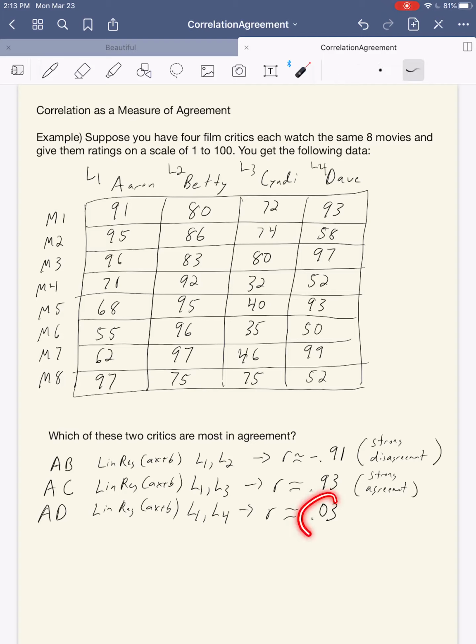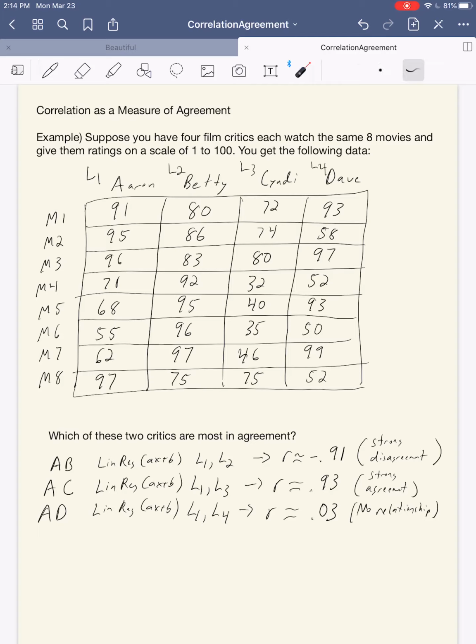So what does 0.03 mean? Well, it doesn't mean that it's positive. I mean, it's very close to 0, so it's very, very weak. And it certainly doesn't mean negative. So they don't strongly agree, not like Ehren and Cindy, and they certainly don't strongly disagree like Ehren and Betty. In other words, here, there's really no relationship, meaning that these two don't really agree, nor do they disagree. Let's see why that's the case.